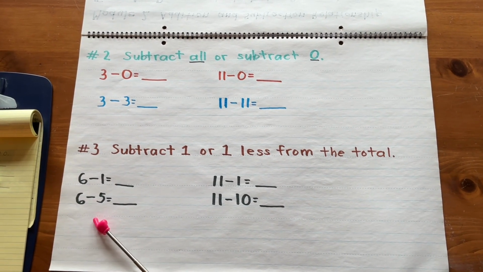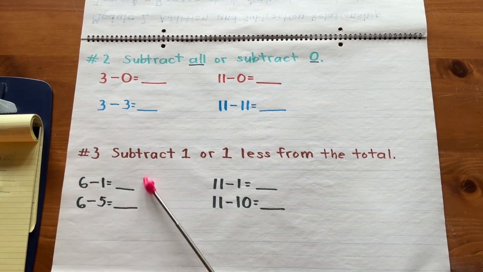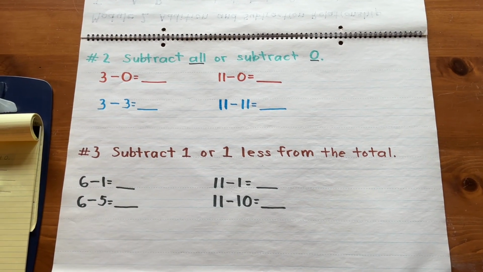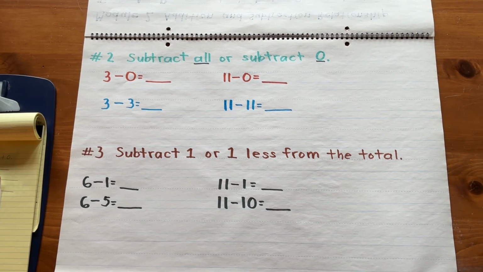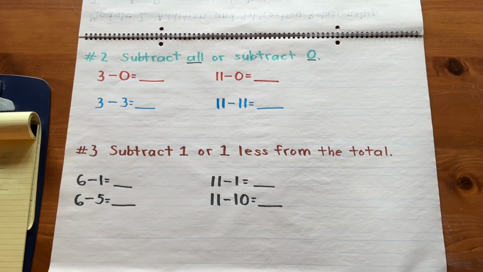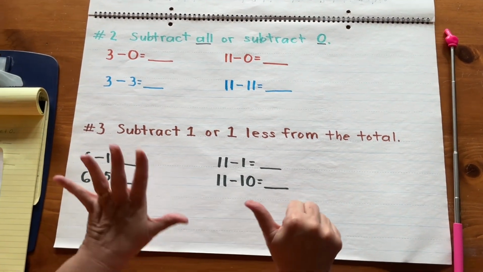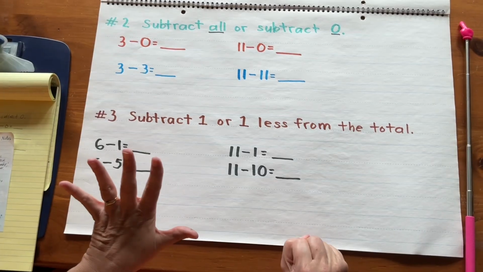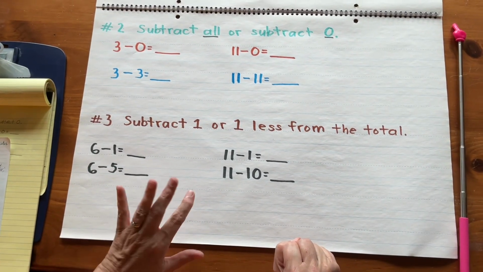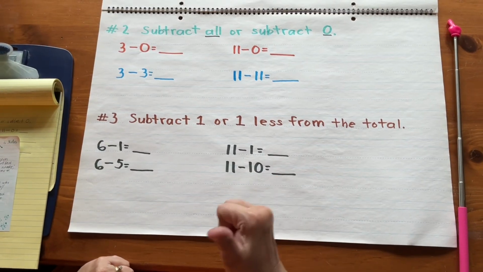6 minus 5 equals 1. Some of your scholars will right away look at that and see how they're related, and they'll be able to get the answer right away. Other scholars will need to practice using manipulatives, even their fingers. 6 minus 1. Right away, they know this is 5. 6 minus 5. Answer is 1.